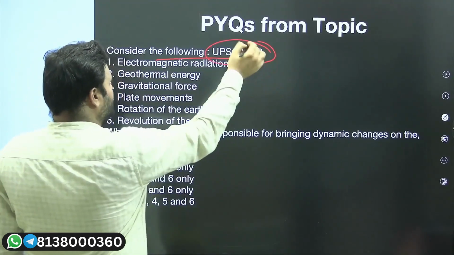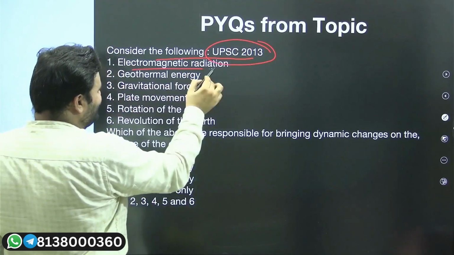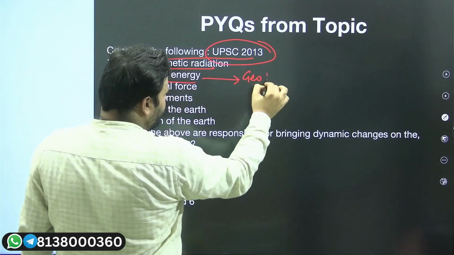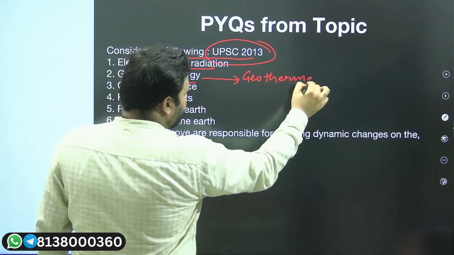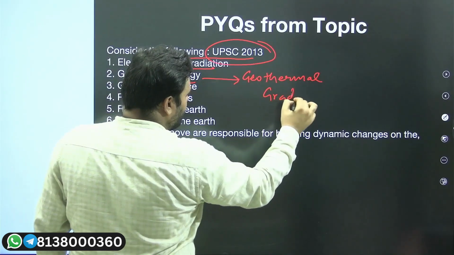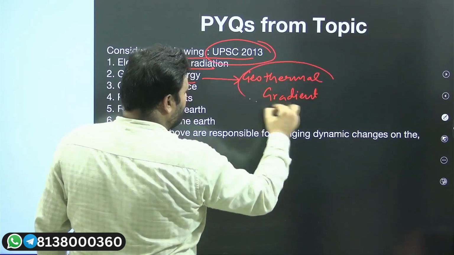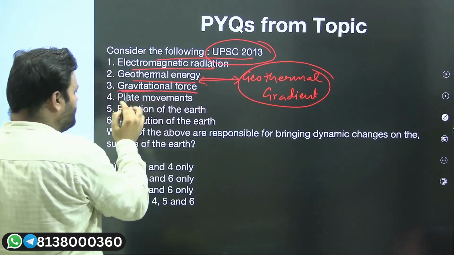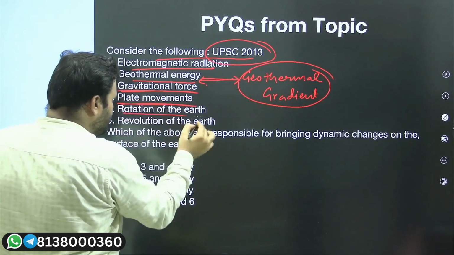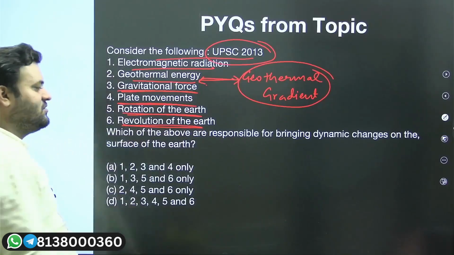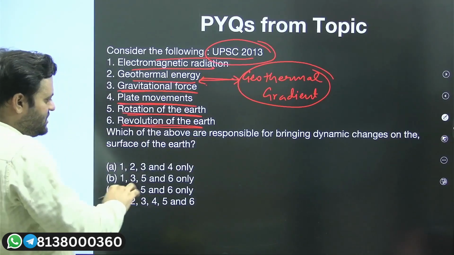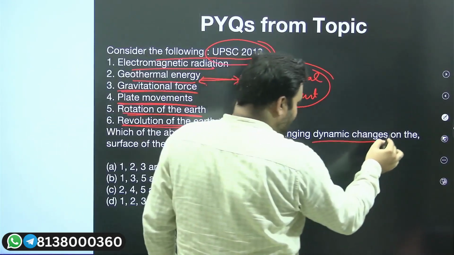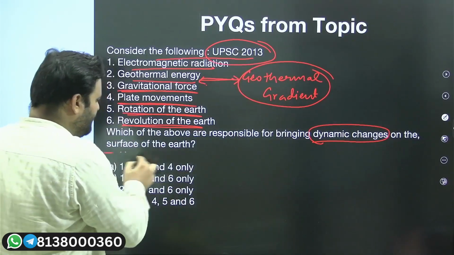This was the question in 2013. Electromagnetic radiation, geothermal energy. I hope you remember geothermal gradient. So it is basically the same. Gravitational force, plate movements, rotation of Earth, revolution of Earth. Now, what is the question asking? The question is asking which of the above are responsible for bringing dynamic changes on the surface of Earth.